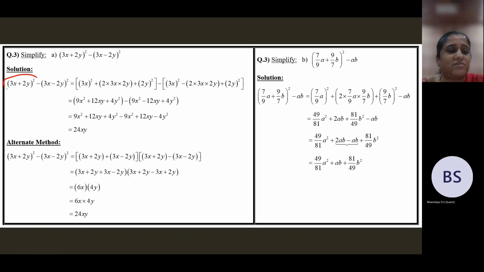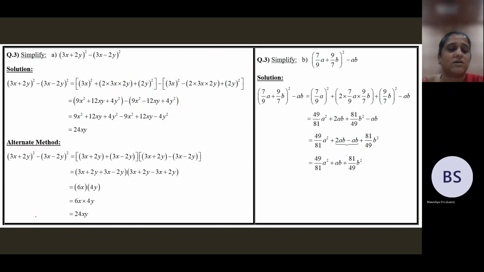This one is a plus b the whole square: a square plus 2ab plus b square in the first bracket. Then this minus a minus b the whole square, which is a square minus 2ab plus b square. Now 3x into 3x is 9x square, 2y into 2y is 4y square, 2 3s are 6, 12xy. Same thing here: 9x square minus 12xy plus 4y square.